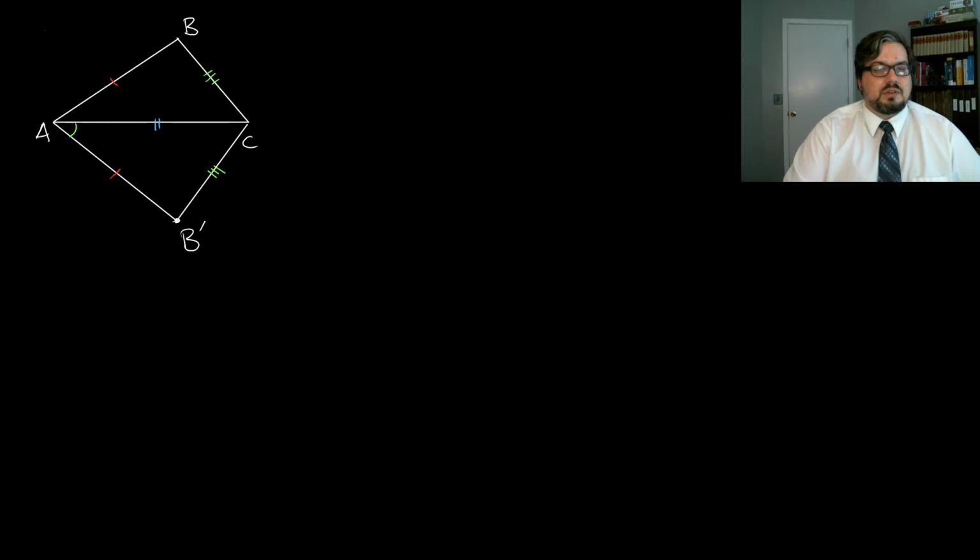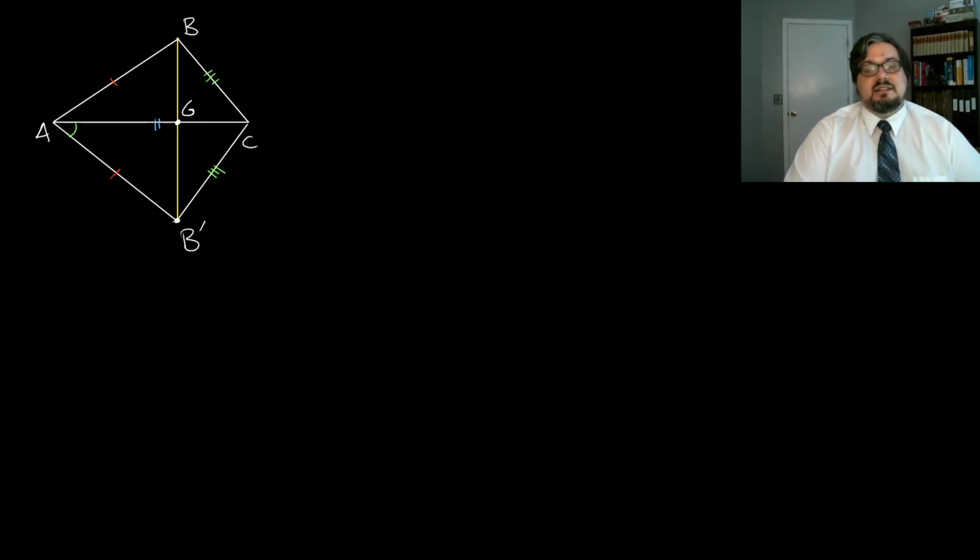So here's where we're at. And one thing that we can use is the following. We know that B and B prime are on opposite sides of the line AC. That's how we constructed it. Now, what that means is that if we draw the segment between them, that has to intersect the line AC at some point G.